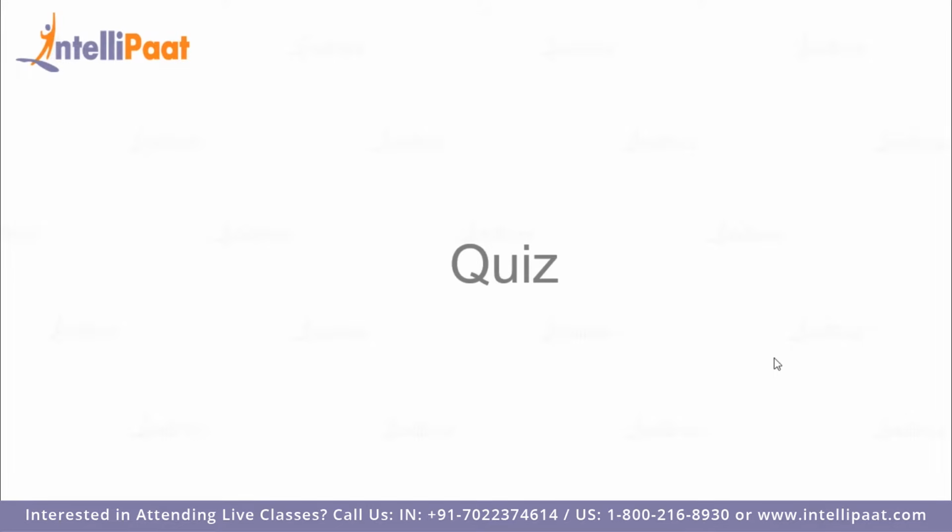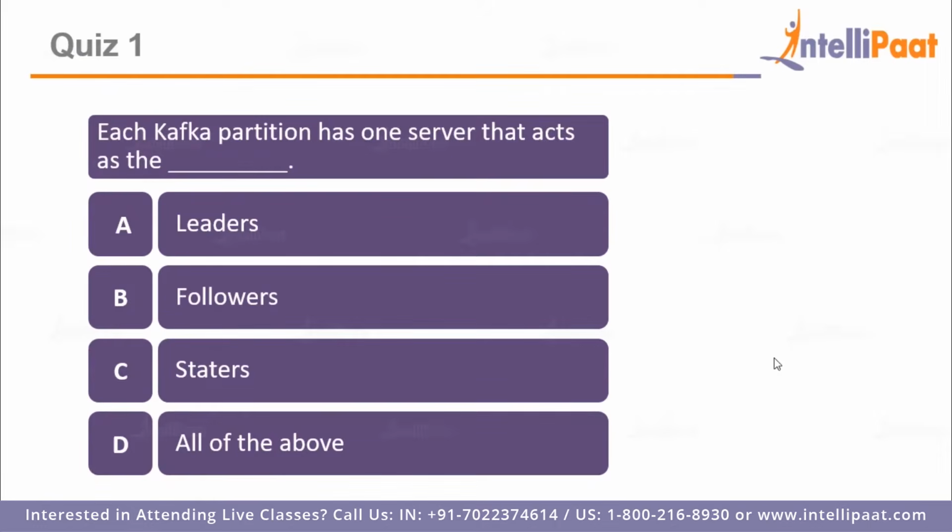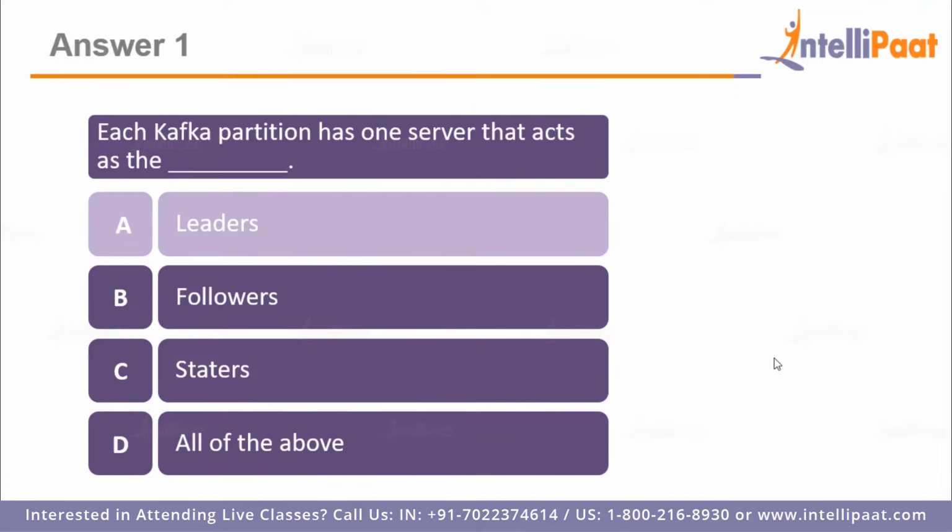Now this brings us to the end of the module. Now let's just go through a quick quiz to recap all of that stuff. So we've got our first question over here. Now each Kafka partition has one server that acts as, so what do you think is the answer? Right, so the answer is leader. So each Kafka partition has one server that acts as the leader.